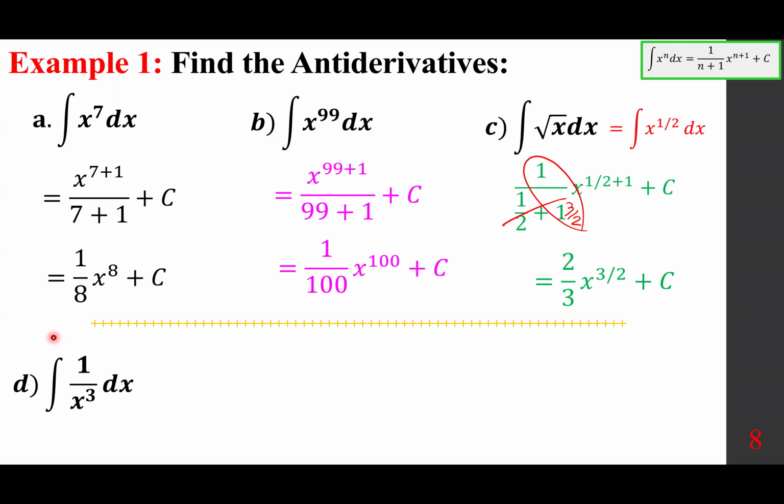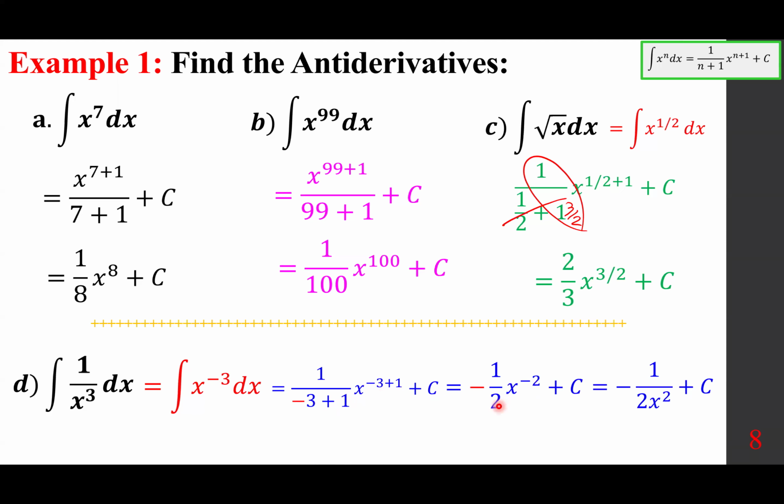The integral of 1 over x cubed dx. We rewrite it in a power rule format. So x to the power minus 3 dx, such that the power rule can work. So we are going to add 1 to the exponents, negative 3 plus 1, and also put that as a denominator. Negative 3 and 1 is negative 2. So 1 over negative 2 is negative 1/2, x to the power minus 2 and a constant. Take this down, make it positive. So negative 1 over 2x squared plus c is the final answer.